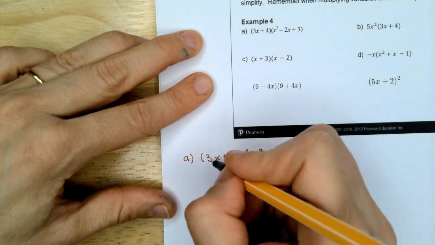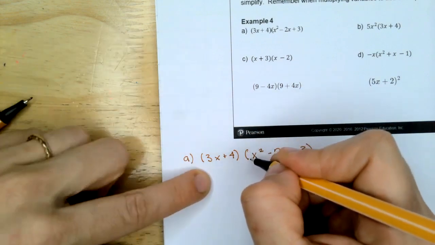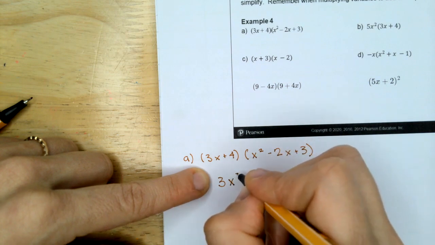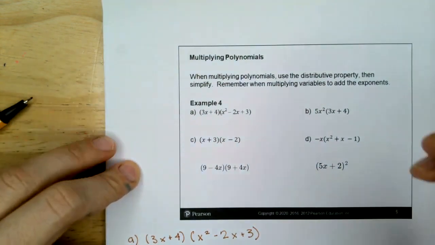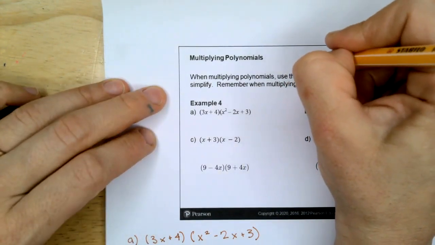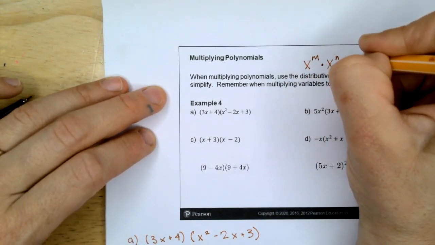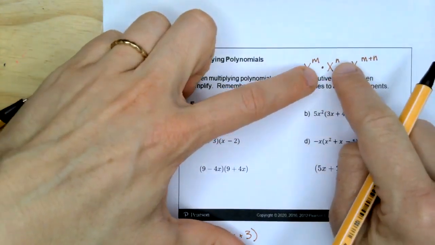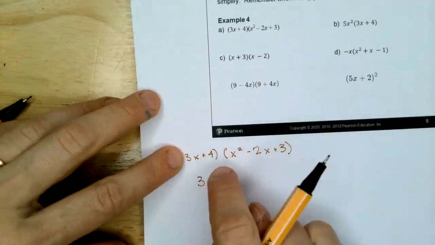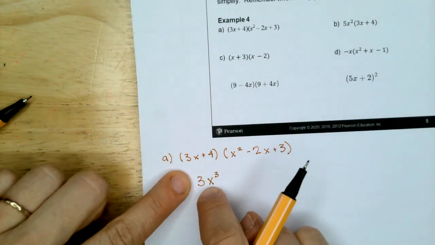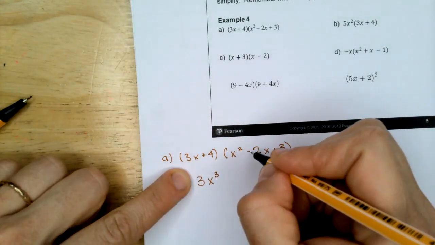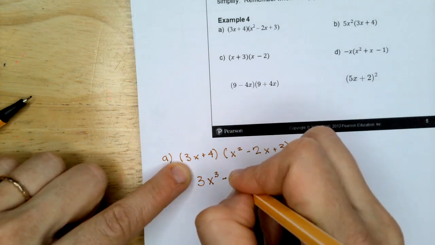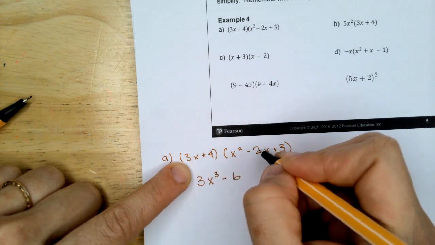3x times x squared, 3, there's no number to multiply it by, so it's just 3. X times x squared is x to the third, because we know the rule for exponents is x to the power of m times x to the power of n is x to the power of m plus n. So if our base is the same, we add the exponents, okay? The base is the same, we add the 2 and the 1, and we get a 3. 3x times a negative 2x. 3 times a negative 2 is a negative 6.